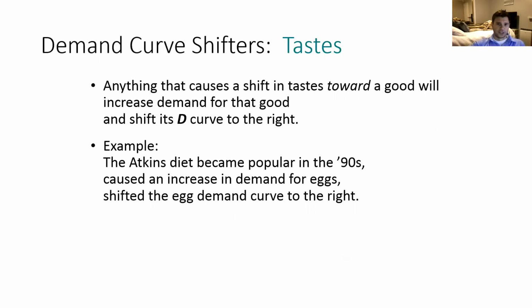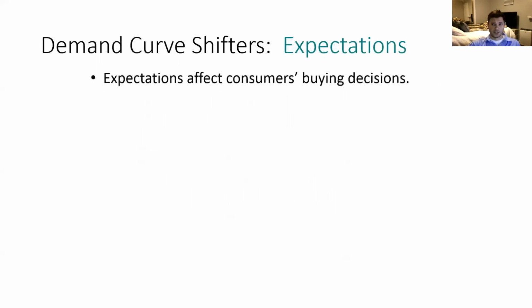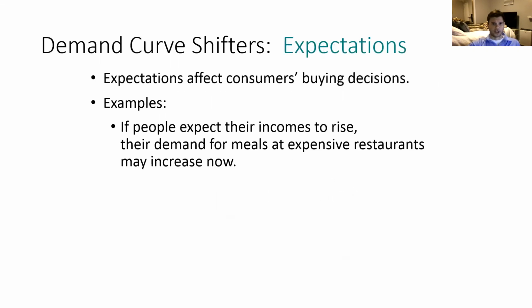Okay, last demand shifter that we are going to discuss before we move on to the supply side is expectations. And the interesting thing about expectations is that they are completely psychological. They're extremely belief-driven. But nevertheless, expectations about the future absolutely can affect a consumer's buying decisions in the present. For example, if you expect your income to rise in the future, this might cause you to, let's say, go out for a nice fancy meal today. You have this future expectation of making money, and you're willing to expend some of that income despite the fact you haven't yet earned it.